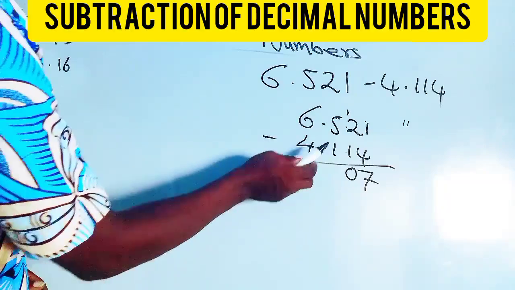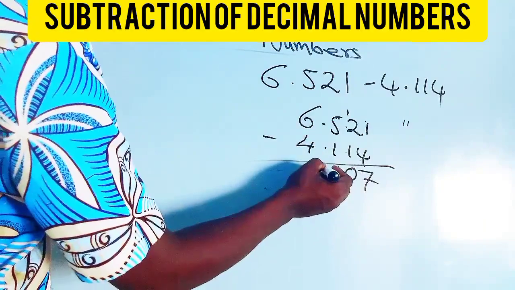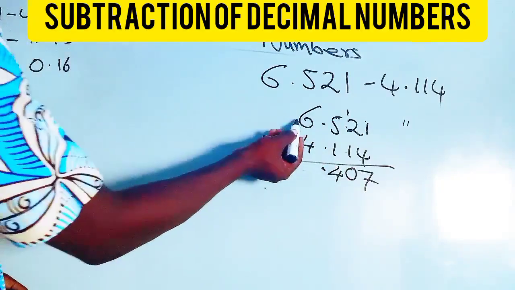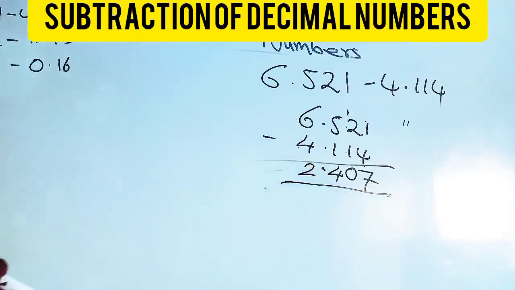We come to the next part. 5 minus 1 will give us 4. You bring your decimal point. 6 minus 4 will give you 2. This is the correct answer.